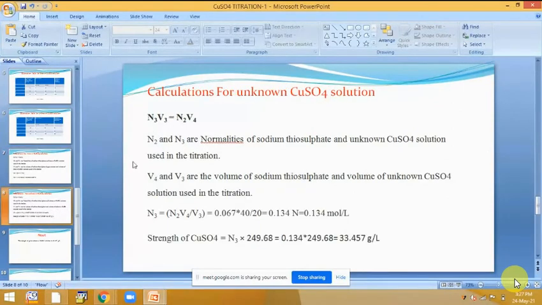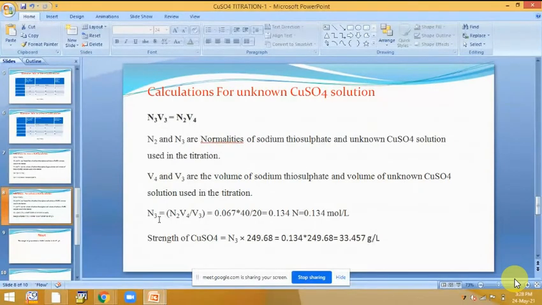Now your N3 is the unknown copper sulfate solution, and V3 is again 20, as we took previously. N2 is actually N4, the hypo solution. In the previous slide, we determined N2 for the hypo solution, so instead of writing N4, I am writing N2. N4 equals N2, this is your hypo solution. And V4 here is your burette reading.